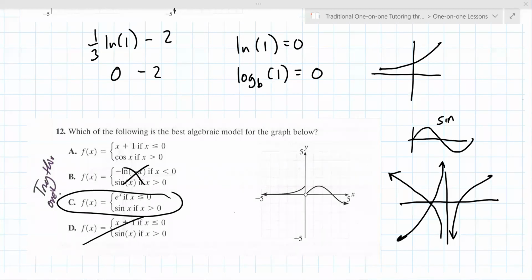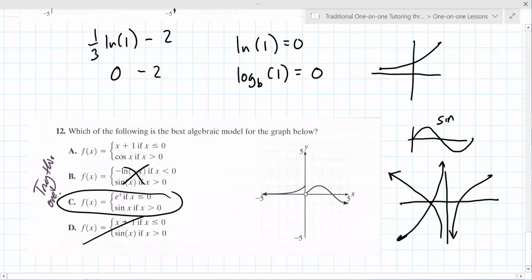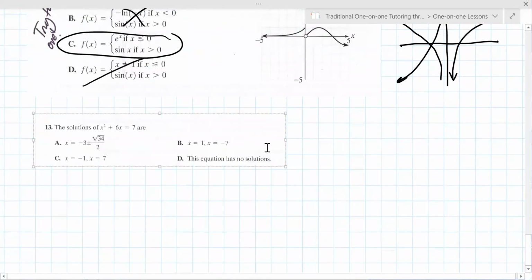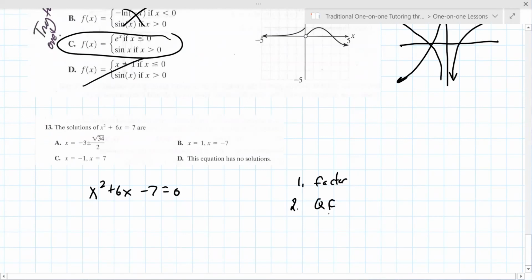So number 13 is a problem where, let me get this snipped in. The way you do this is you move the 7 over to the other side, and the order here is you always try to factor, then use the quadratic formula. Now, do you remember the quadratic formula, or does that need to go on your note card?